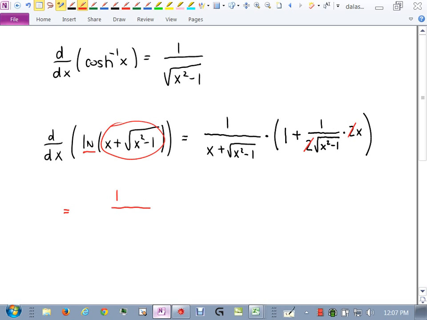So I am at this point. 1 over x plus square root x squared minus 1 times 1 plus x over square root x squared minus 1. Where did I forget? Oh, I did forget the x. Thank you. That probably would have mattered, huh?